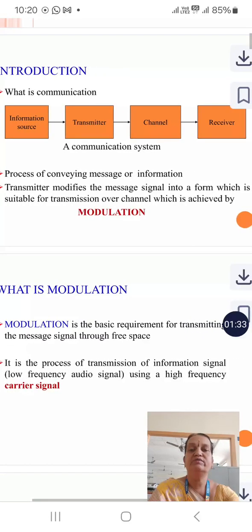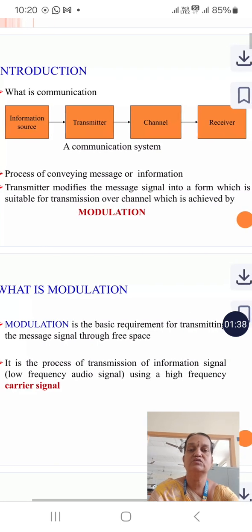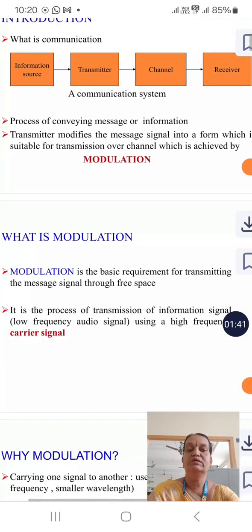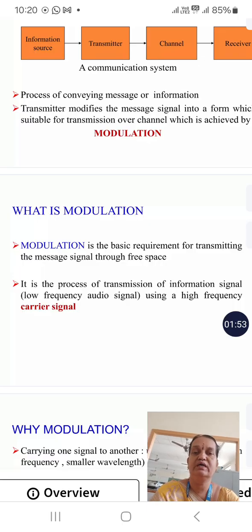The transmitter modifies the message signal into a form which is suitable for transmission over the channel, which is achieved by the modulation process. A low frequency signal cannot be transferred as such over a long distance. So before transferring that signal, we need to change the frequency to a very high value. This process is called modulation, and the device which converts a low frequency signal into a high frequency signal for long distance transmission is called a modulator.